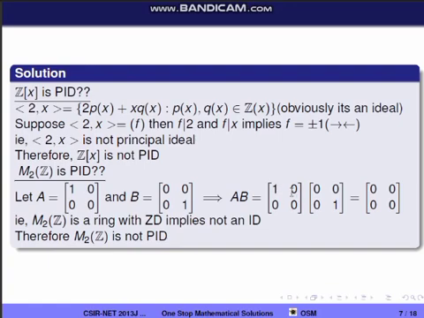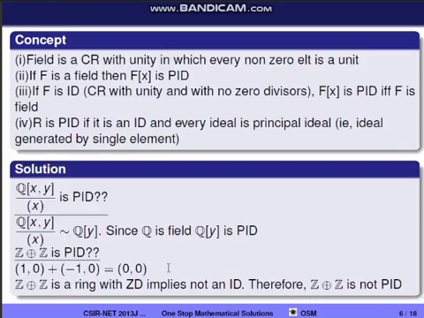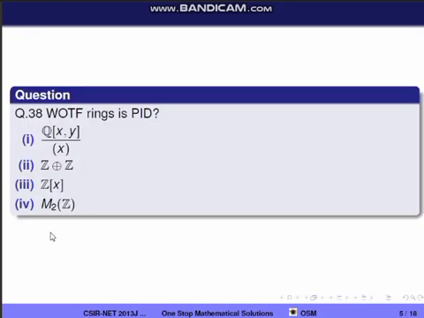So this has a zero divisor. That means this is a ring with zero divisors, which implies this is not an integral domain. So if it is not an integral domain, then it cannot be a PID. So now we'll check the correct option. The correct option we got is the first one.